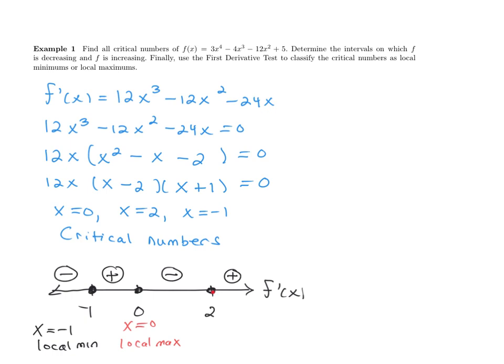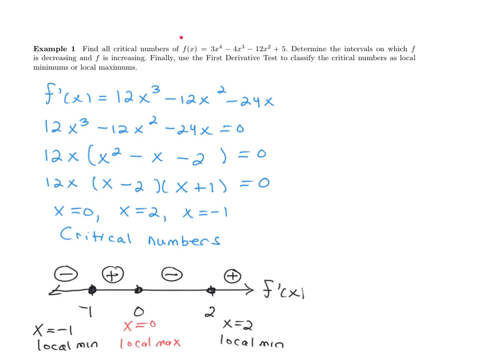And finally, at 2, the derivative goes negative to positive, meaning the original function is decreasing, then increasing. There's a lowest point on the original function. Therefore, x equals 2 is a local min. And that's it. We could actually graph the function if we wanted to see this, just to double check our work. I'll leave it just like this, that we can use the test to state these as local mins or maxes.